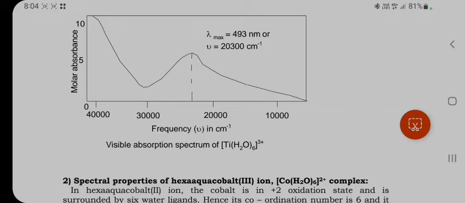Here you can see the absorption spectrum of the hexaaqua titanium(III) ion.